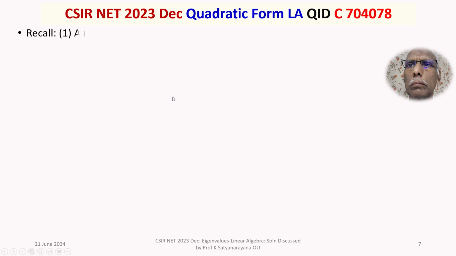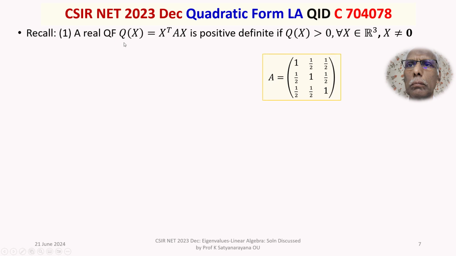So we recall two results here. First result: a real quadratic form Q of capital X is equal to X transpose AX is positive definite if Q of X is greater than 0 for all X belongs to R cube, X not equal to 0. That means for all non-zero vectors X belonging to R cube, Q of X is greater than 0. That is the definition of positive definiteness.